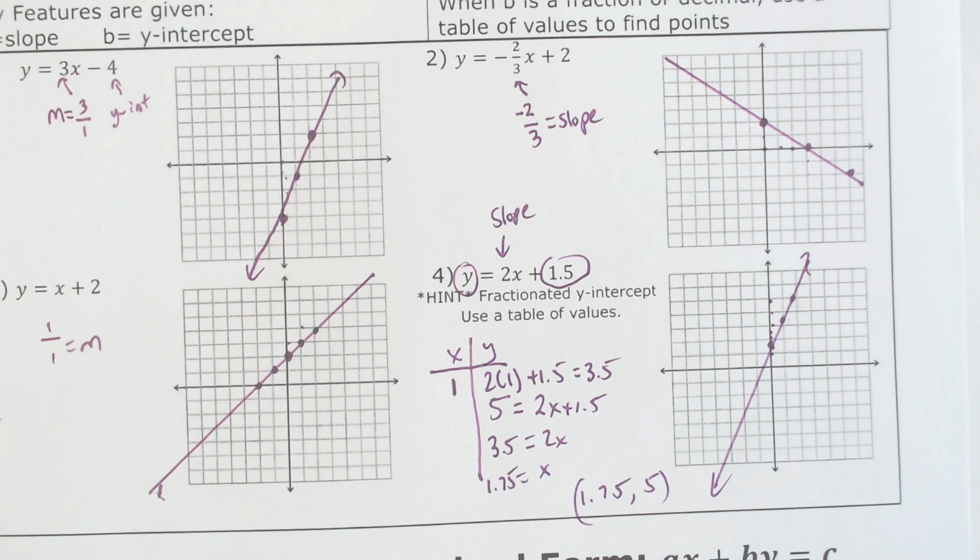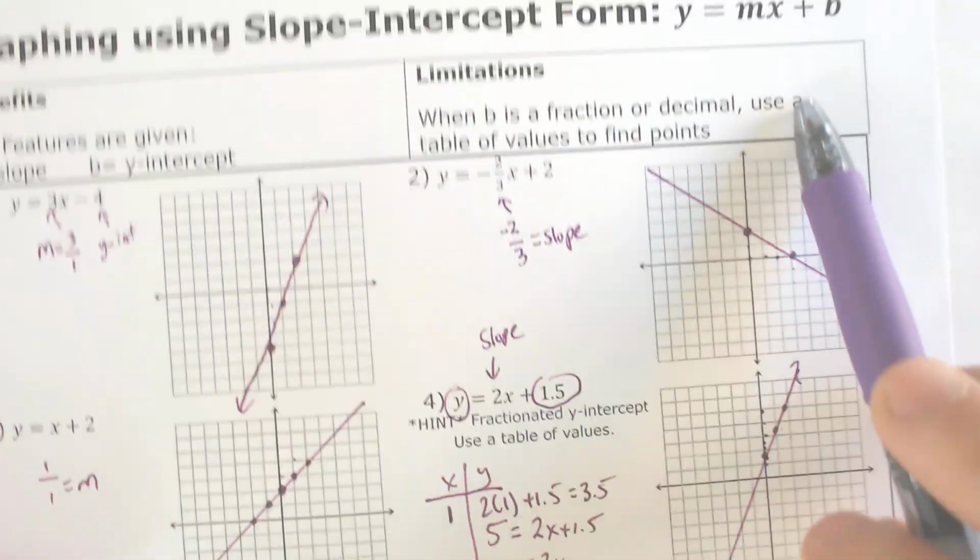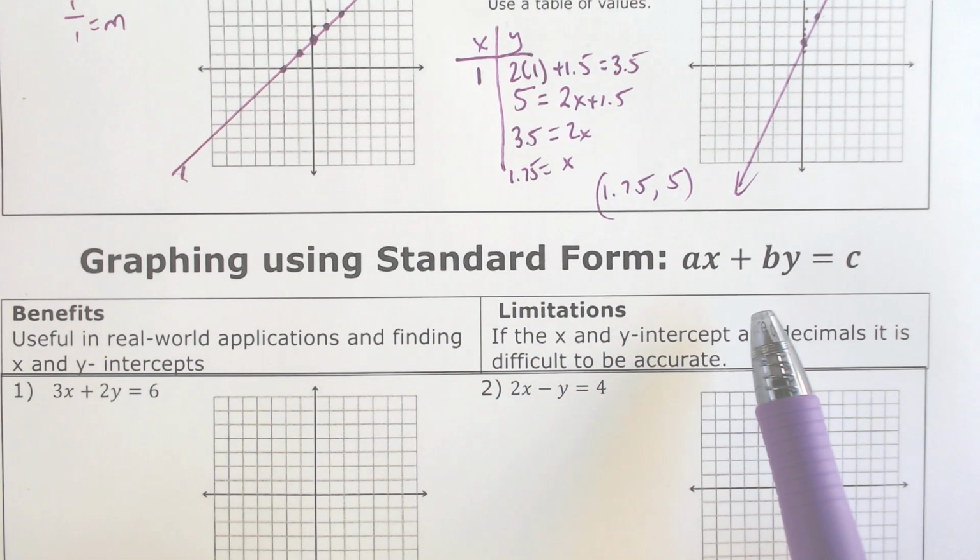You can do the slope, but it's going to be a little less accurate than getting some accurate points that you get from plugging in some values. Okay, so that's y equals mx plus b. It's everybody's favorite. The next form that you have is standard form.